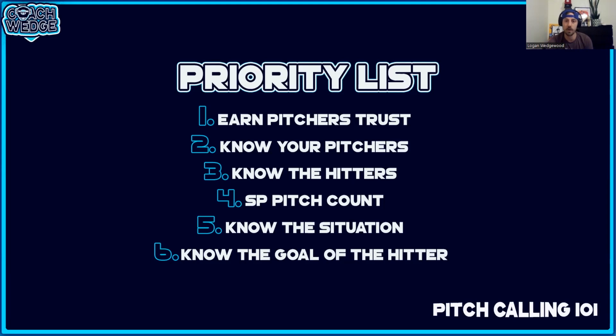Number 2, know your pitchers. It's really important to know who your pitchers are and what their pitches are, and what they're really good at throwing, what they're not so good at throwing, and stuff like that. Number 3, know the hitters. That's not always possible, and that's something we're going to talk about more later. Number 4, pitch count, or your starting pitcher's pitch count, to be more specific. Again, we'll talk more about it later. Know the situation, number 5, and number 6, know the goal of the hitter.